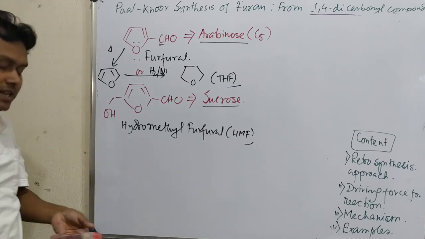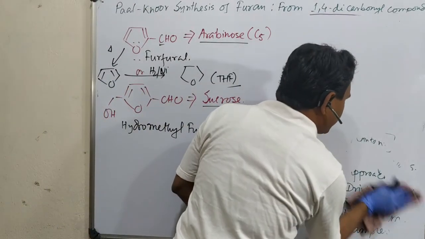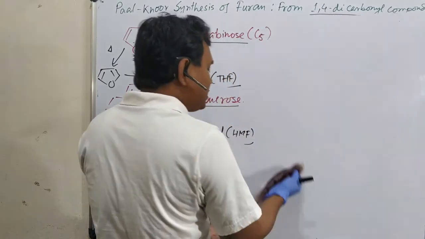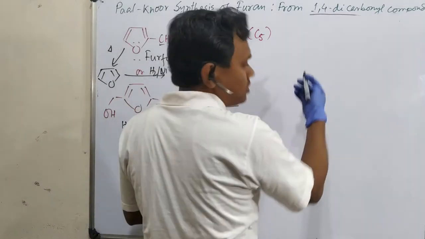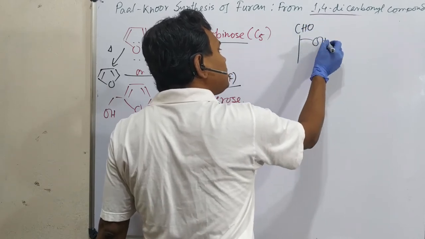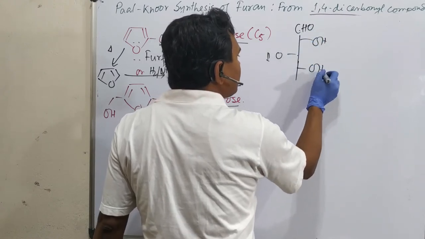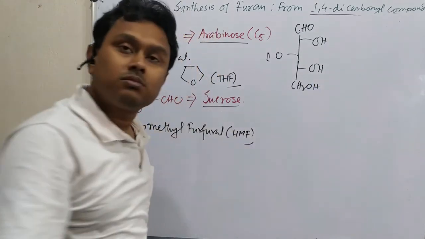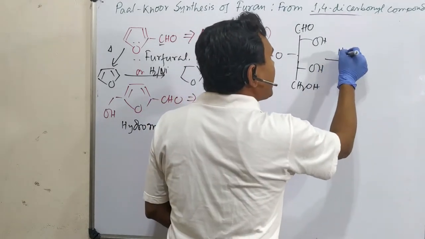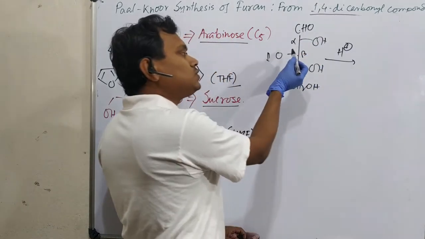So lots of things could be done using this. Let's see what the industrial process of synthesis of furan is, how this happens. If you look at the process, carbohydrates are polyhydroxy aldehydes or ketones; this is an aldehyde. The actual structure is this CHO, this is OH, this is OH, 1, 2, 3, 4, and this is CH2OH. Fine? These undergo dehydration in presence of mineral acid. See, this is the alpha, this is the beta, so this is a beta hydroxycarbonyl.